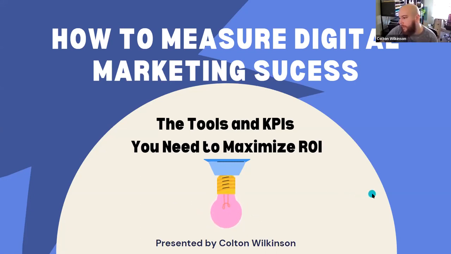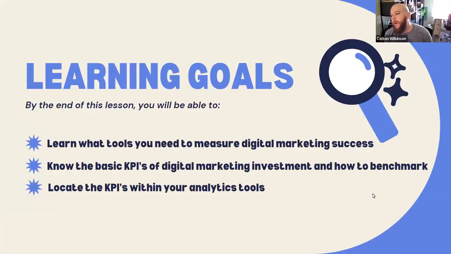Like I said, we're going to be talking about tools and KPIs to maximize ROI. Learning goals for this one: we're going to be learning about the tools that you really need to be able to measure digital marketing success. We've talked about the different channels you can get into and the different strategies you can do. Now we're going to be talking a little more about how you actually measure the success of those strategies. We're going to learn about the basic KPIs, or key performance indicators, of digital marketing investment, and how to benchmark that so you can figure out, hey, am I on the right track here? I see these numbers, but am I doing well? Am I doing poorly? And then also locate those KPIs within the analytics tools that we're going to be covering today.